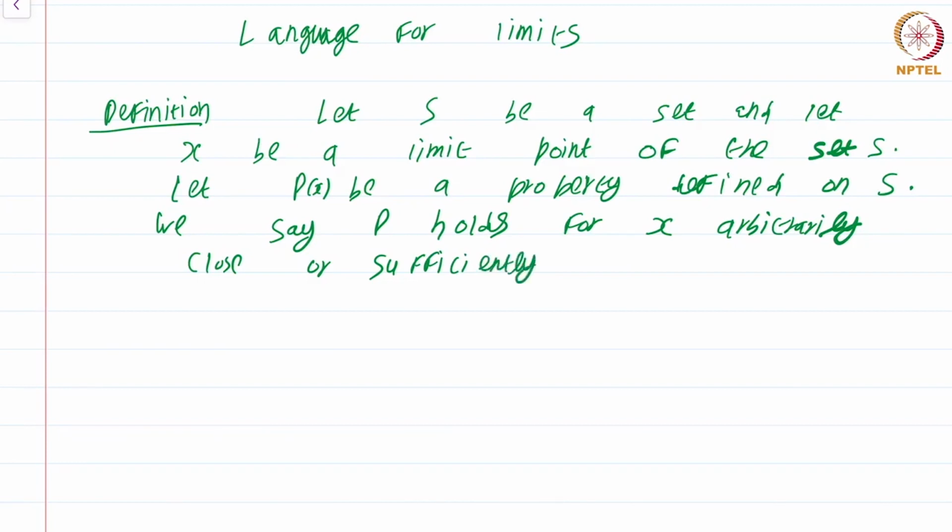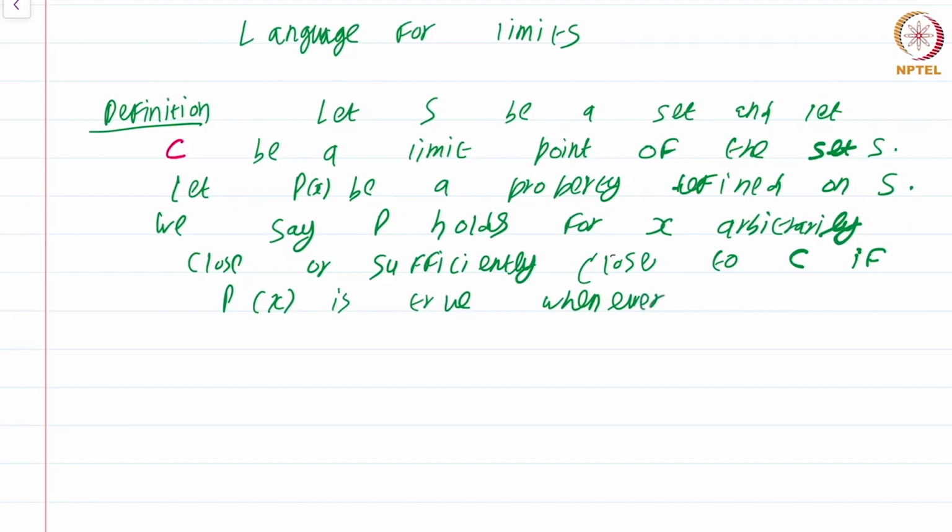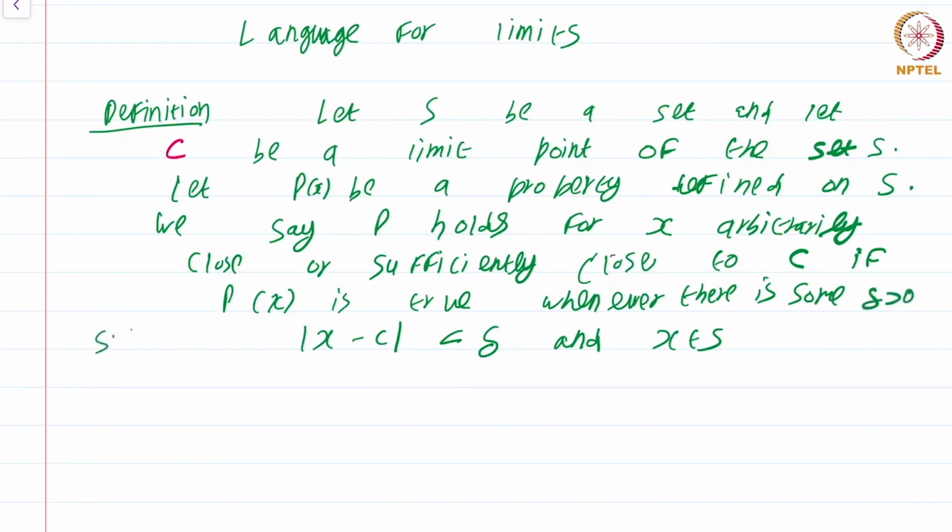so best to call this limit point something else so that there is no confusion. Let's say C is a limit point. We say P holds for x arbitrarily close or sufficiently close to C if P of X is true whenever there is some delta greater than 0 such that 0 less than mod x minus C less than delta and x is coming from S.